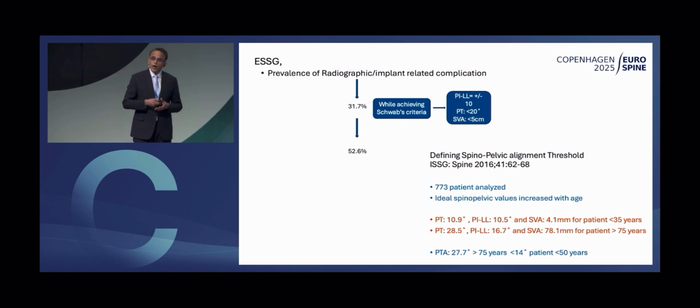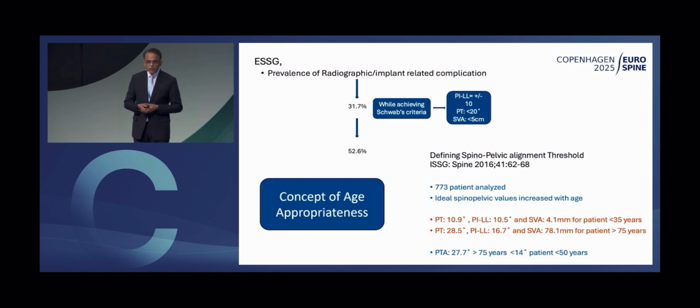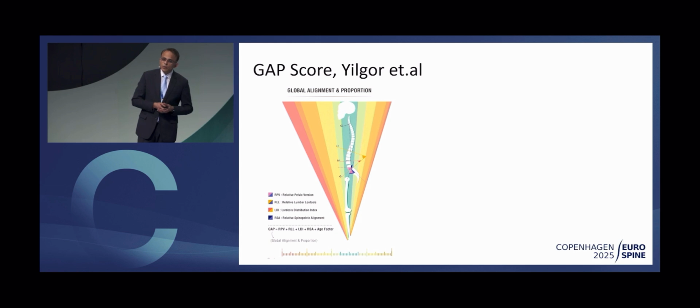So the ISSG revised their criteria and came up with a concept of age appropriateness, wherein we try to have that strict criteria in the younger population. At the same time, we get some leeway, some kind of acceptable parameters, as we encounter the elderly population. That concept was encompassed by Yilgor et al., and they came up with the GAP score.